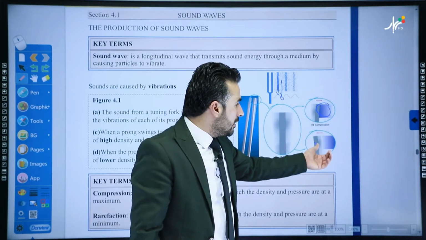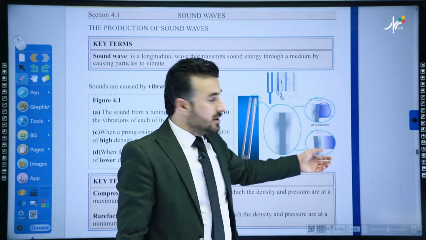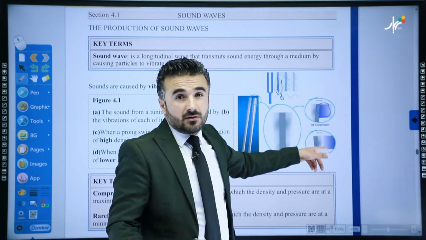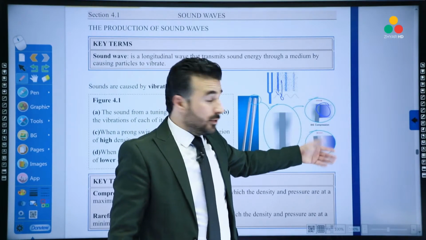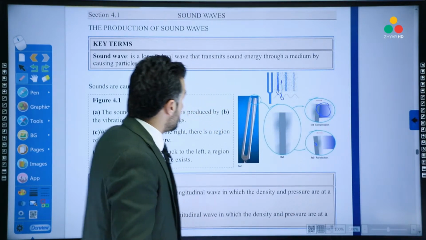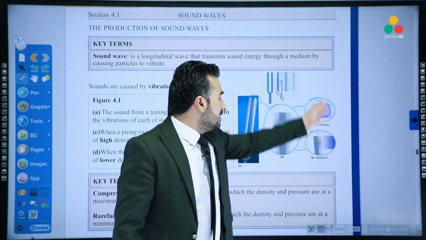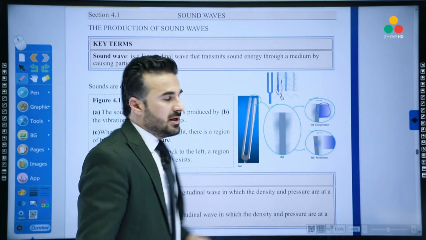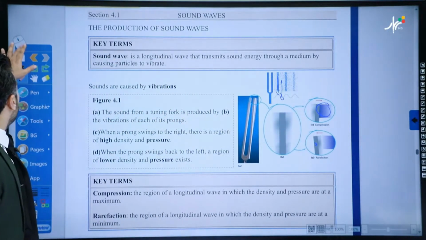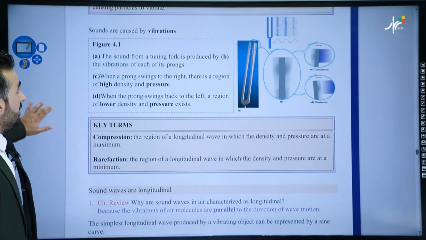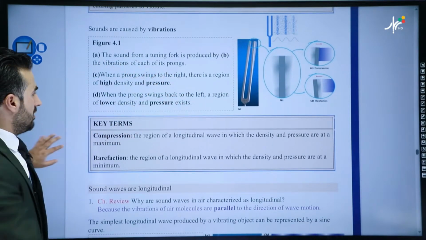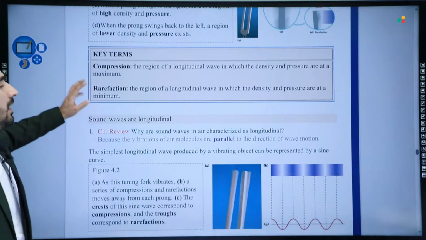So this one creates a region where there is less compression, fewer air particles, which produces a rarefaction, and this would be a compression. So once again, the resultant of this is going to be something like this. This is basically what a sound wave is, or what creates a sound wave: this vibration. As you can see, the information tells you all about what we have just explained.